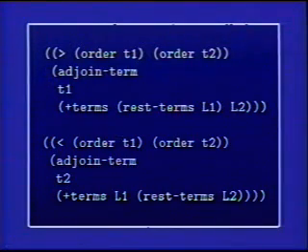The other case is the same way. If the first term has a smaller order, well, then we add the first term list and the rest of the terms in the second one, and adjoin on this highest order term. So far nothing's much happened. We've just sort of pushed this thing off into adding lower order terms.